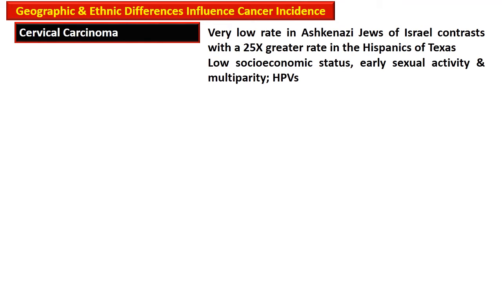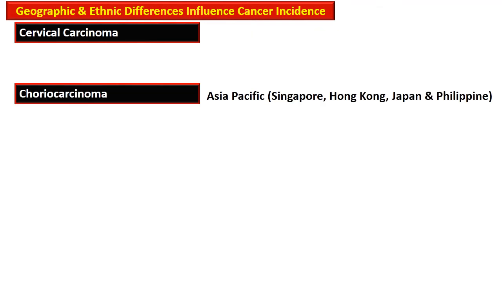Cervical carcinoma is very uncommon in Ashkenazi Jews of Israel, in contrast with the Hispanics of Texas, in whom it is about 25 times more common. It is associated with low socioeconomic status, early sexual activity and multiparity, while it is not seen in women who have no sexual activity, such as nuns, and it is associated with human papilloma viruses. Choriocarcinoma is commonly seen in the Asia Pacific, such as Singapore, Hong Kong, Japan and the Philippines.